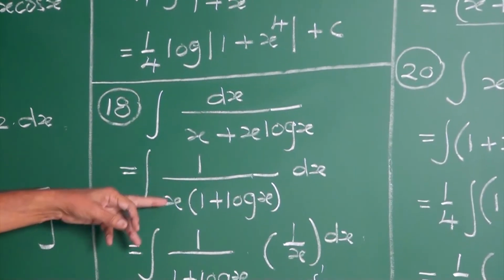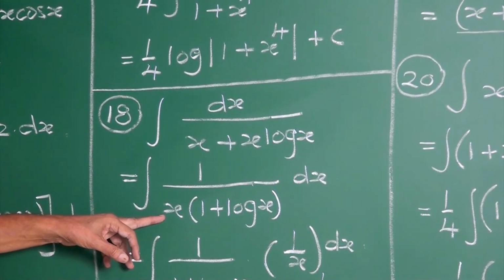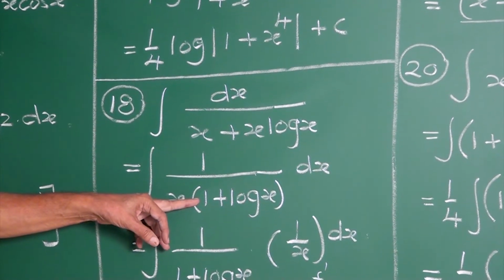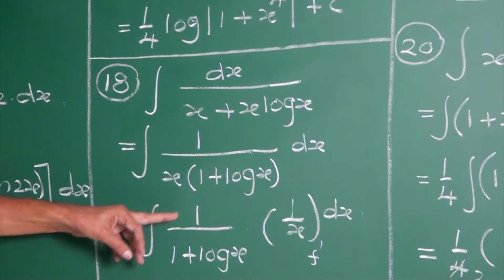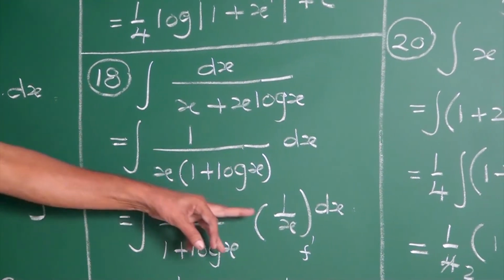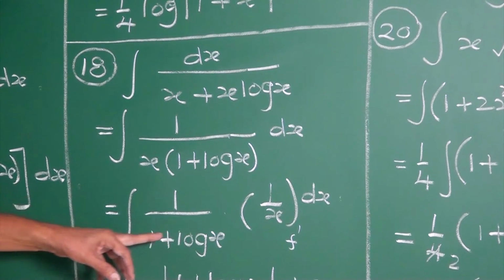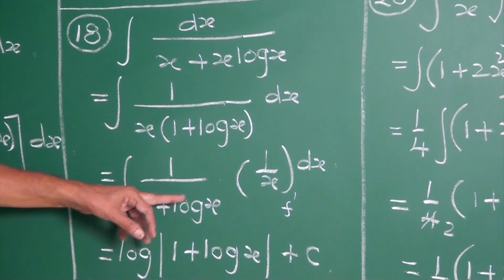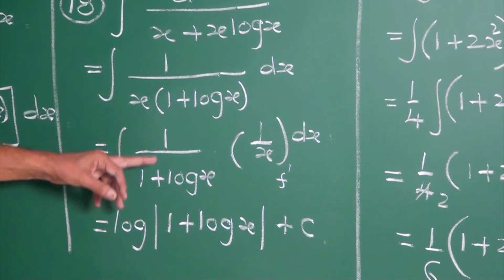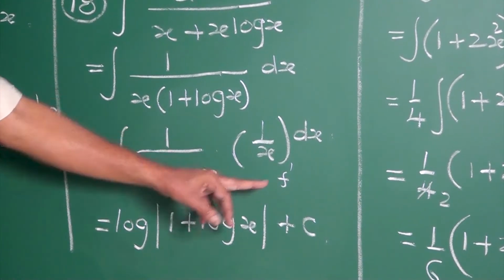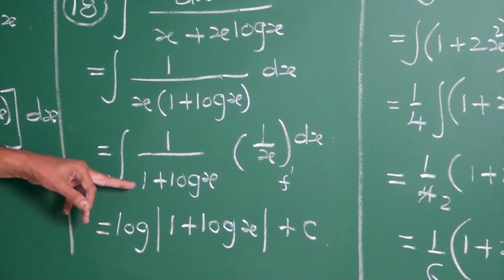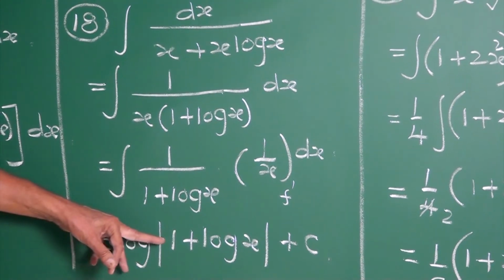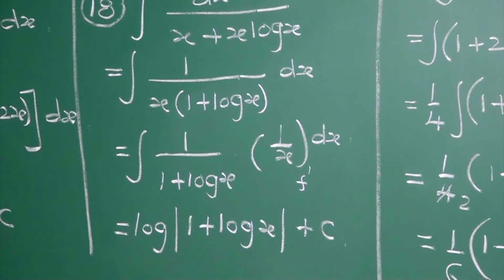Next, it is 1 upon x plus x log x. x is common, so it is 1 plus log x. Now write 1 upon 1 plus log x, with 1 by x separate. If this is your f, what is its derivative? Derivative of 1 is 0, and derivative of log x is 1 by x. So it is 1 by f into f'. Once again, by the formula, log of the denominator. The denominator is 1 plus log x, so log of 1 plus log x plus c.